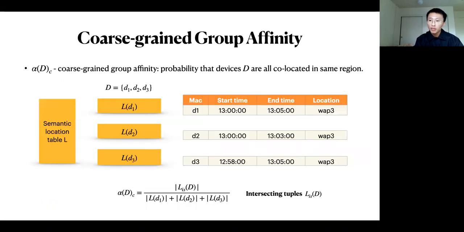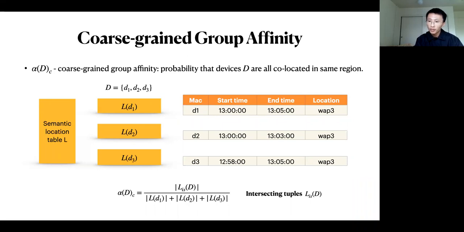Next, I will describe how to compute the coarse-grained group affinity. It's defined as the probability that devices are co-located in the same region. So in this example, assume that we have 3 devices and we want to compute the probability that they are co-located in the same region. The idea here is to use the frequency that they are co-located to estimate the probability.